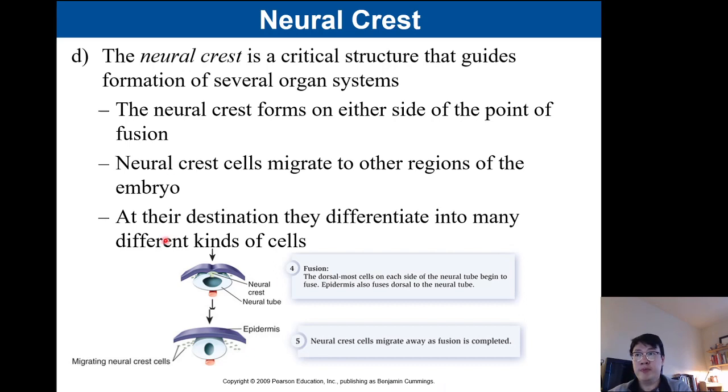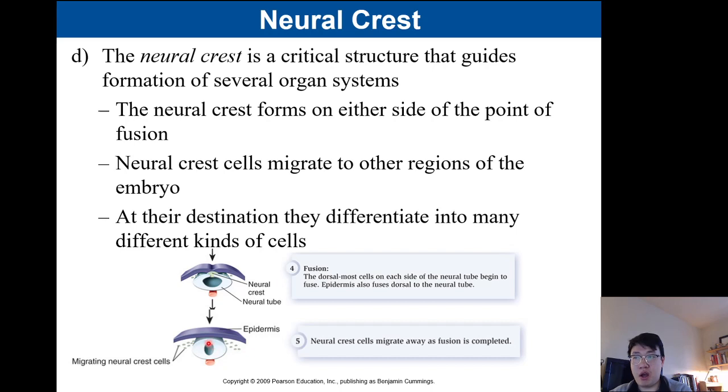Okay, so the neural crest is a critical structure that guides formation of several organ systems. Again, we need to have this structure. So the neural crest forms on either side of the points of fusion, migrates to other regions of the embryo, and it's the destination to many different types of cells, or it helps differentiate. Okay, so right here you can see the neural crest is right here.